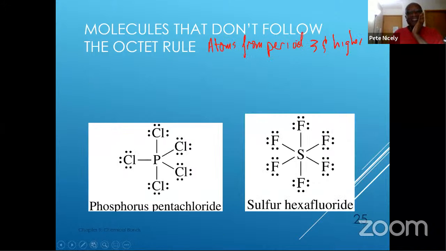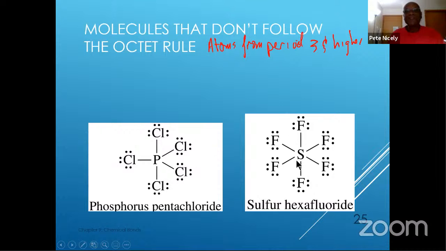A third example is this one here, where in the case of phosphorus in this molecule, and in the case of sulfur in this molecule, the atoms have more than 8 electrons: 2, 4, 6, 8, 10 electrons in the case of phosphorus pentachloride, and 2, 4, 6, 8, 10, 12 electrons in the case of sulfur hexafluoride, all right? Now, this can happen in some cases where, as I wrote here, atoms, essential atoms, are from periods 3 and higher.